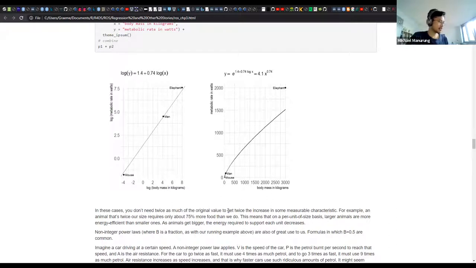And I really like the authors' approach, in which they visualize the usefulness of log transformation in terms of changing a multiplicative relationship into an additive one.